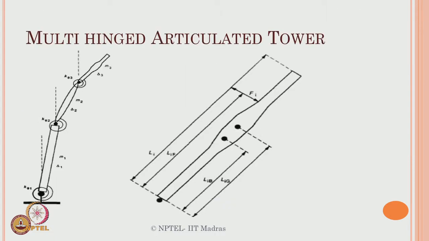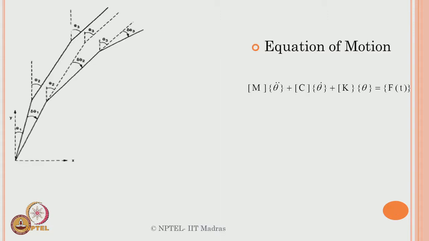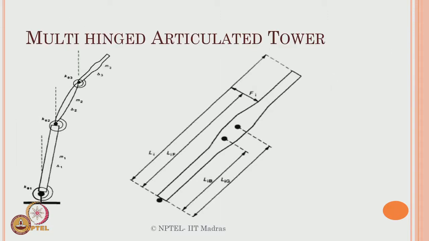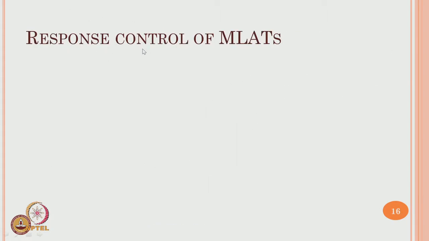So now what we see in the picture is a multi hinge articulate tower, same single leg multi hinge. So we start with the multi hinge, we will show the multi leg platform and we will talk about response control. So we will discuss the equation of motion derivation for multi hinge tower, gradually we will move on to multi leg tower, and then we will talk about response control and MLAT itself in the successive lectures.